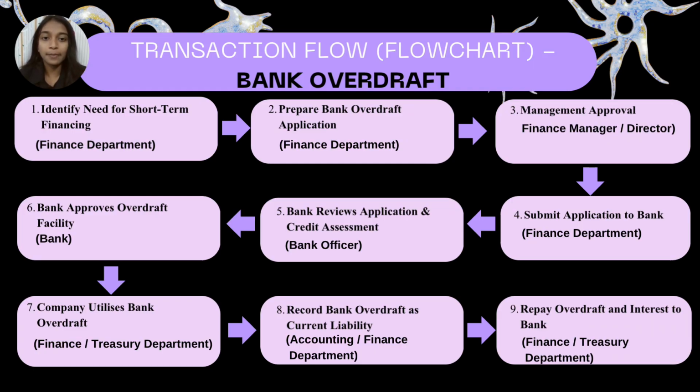After receiving approval, the company can use the overdraft to finance its daily operations or pay short-term obligations when cash is insufficient. The accounting or finance department records the overdraft as a current liability in the accounting records. Finally, when the company has sufficient funds, it repays the overdraft together with any interest charged by the bank. This completes the bank overdraft transaction flow.